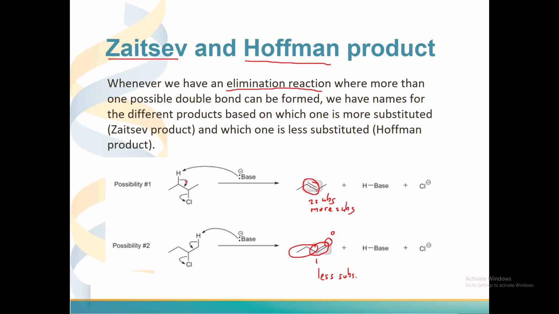Again, this has 2 substitutions on the left and on the right. Meanwhile, on possibility number 2, we only have 1 substitution. Meanwhile, this one only has hydrogen. It doesn't have any substitution. Which means possibility number 1 is more substituted and possibility number 2 is less substituted. And we call the more substituted as Zaitsev and the less substituted as Hofmann. Okay, Zaitsev product and Hofmann product. So that's what we call them.